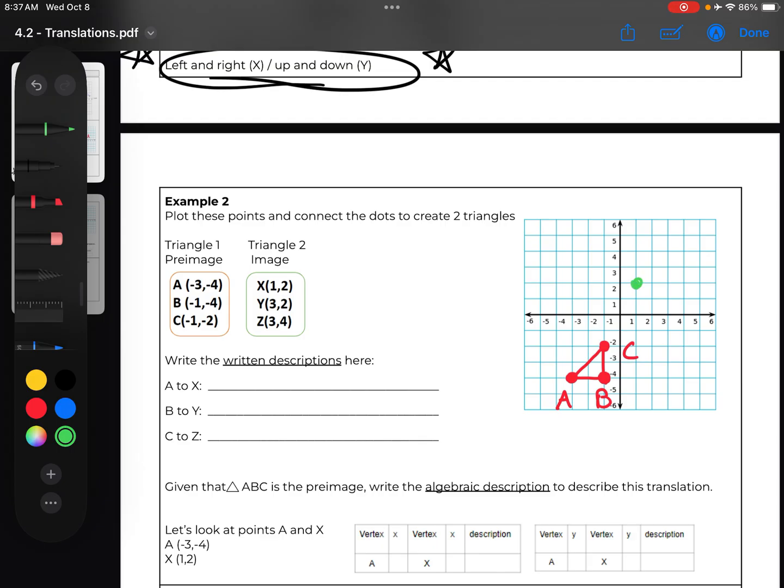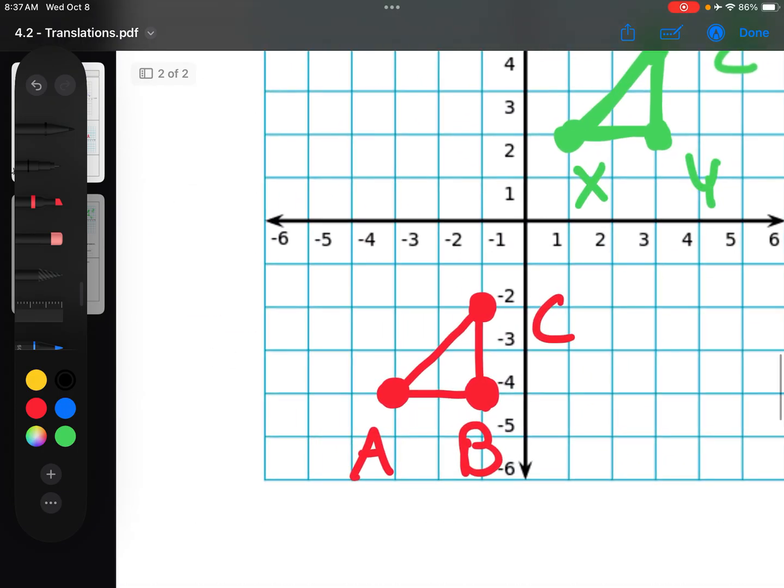So it says point X is at 1, 2. So here's point X. I've got point Y at 3, 2. And I've got point Z at 3, 4. So from A to X, we have to write the written description. So I'm going to count this out and see how it moved.